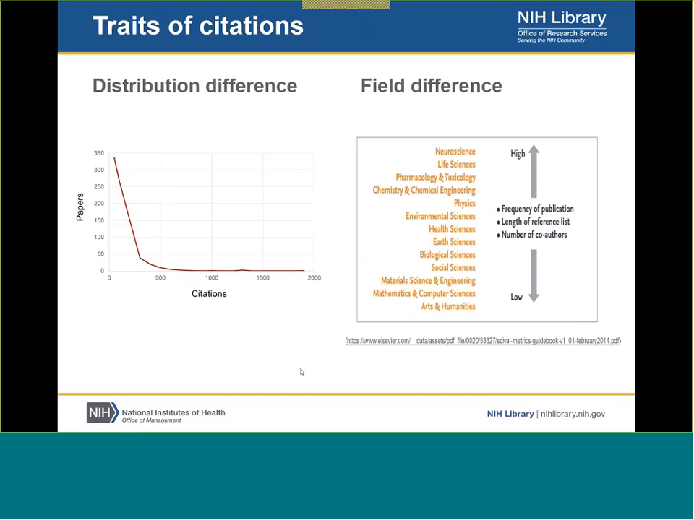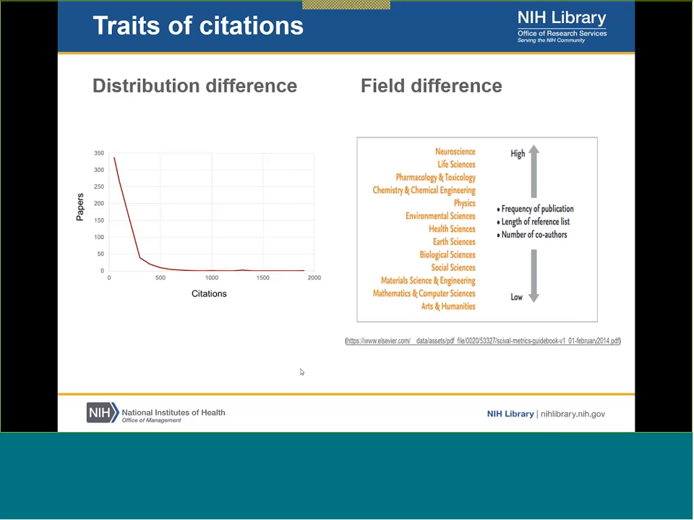So for citation, for any given field or any given journal or even any given author, what you find is usually this kind of a power or a log distribution, meaning that 20% of the publications receive most of the citations, and 80% of them receive very little to no citations at all. Okay, so this is the first thing.